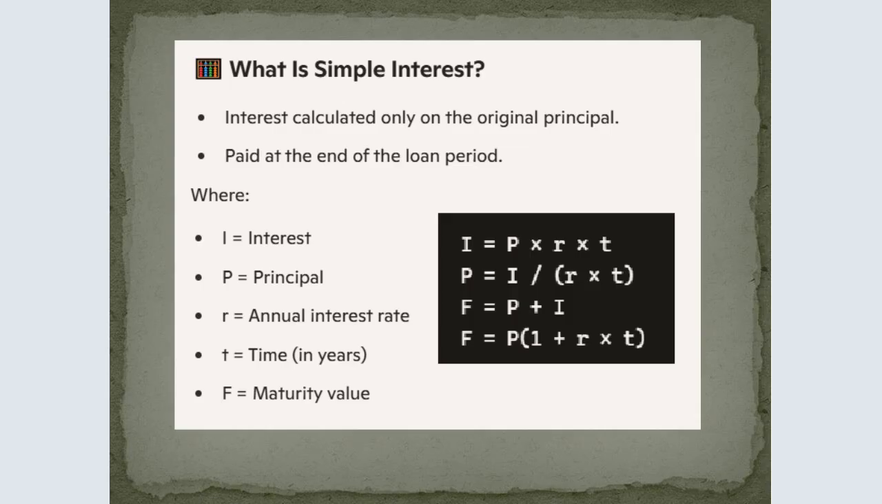So the formula again is I is equal to Prt. But if you want to solve for P, then that is equal to I divided by the product of r and t. Since the future amount is equal to the principal amount, or the present value, plus the interest, F is equal to P plus I. So we can also say that F is equal to P times (1 plus rt).